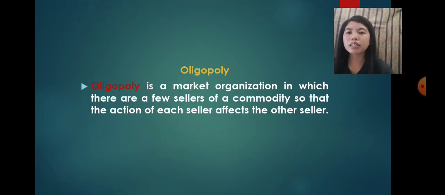So next is the oligopoly. Oligopoly is a market organization in which there are a few sellers of a commodity, so that the action of each seller affects the other sellers.